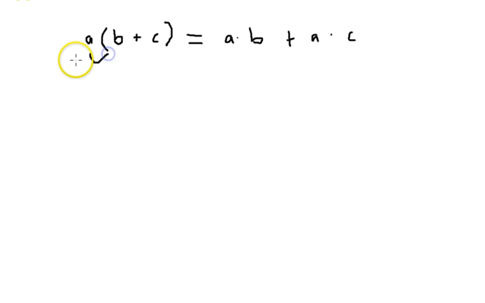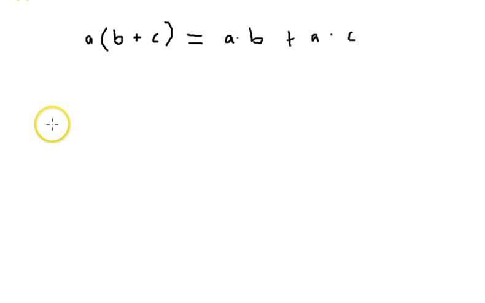Next, we have what we call the distributive property. The distributive property states that if I multiply something times two items that are grouped, I take the A times the B first, and then I keep the operation, and then I do the A times the C last.